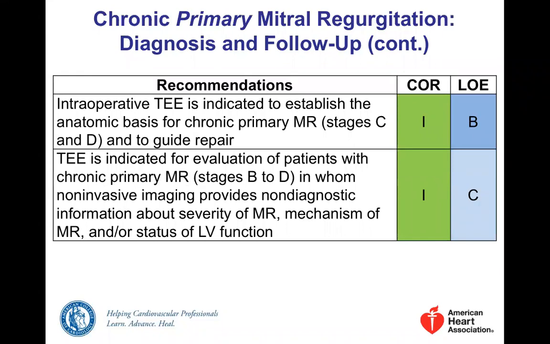Intraoperative transesophageal echo is indicated to establish the anatomic basis for chronic primary mitral regurgitation, stages C and D, and to guide the repair. This is a class 1 indication. TEE is indicated for evaluation of patients with chronic primary mitral regurgitation stages B to D, in whom noninvasive images provide nondiagnostic information about severity of mitral regurgitation, mechanism of the mitral regurgitation, and/or status of the left ventricle function. This is a class 1 indication.